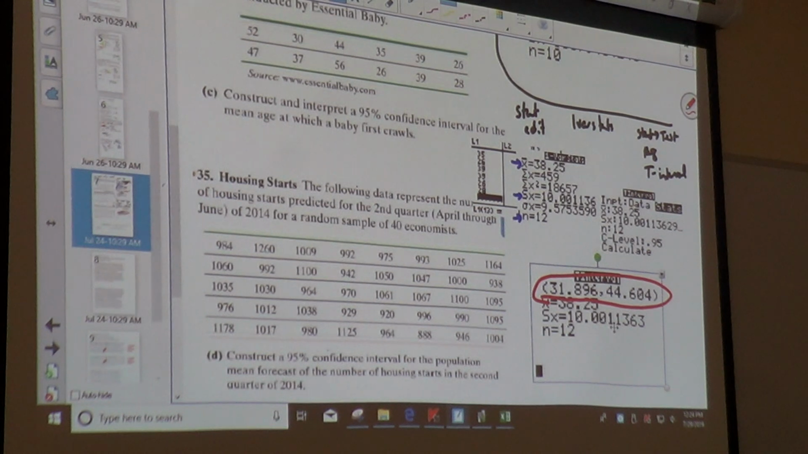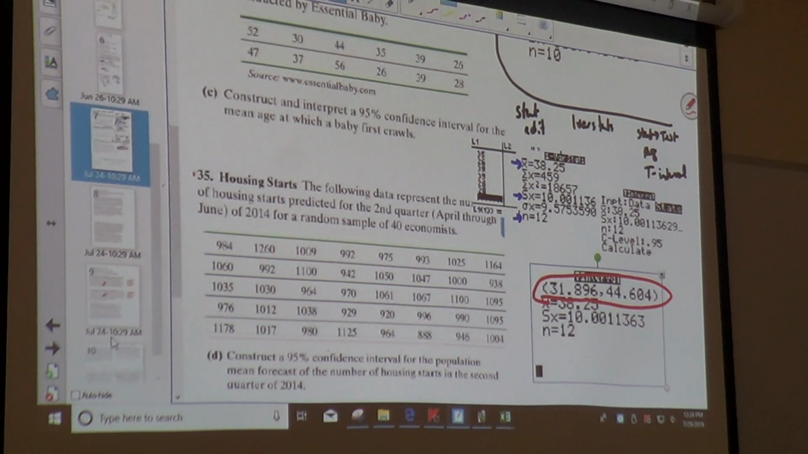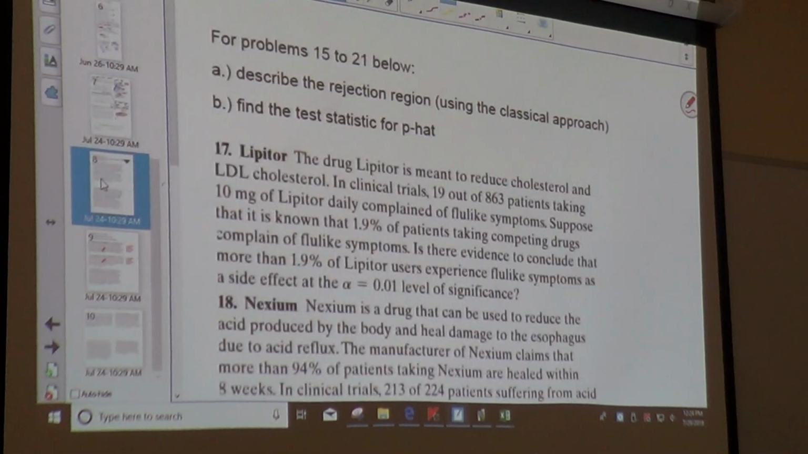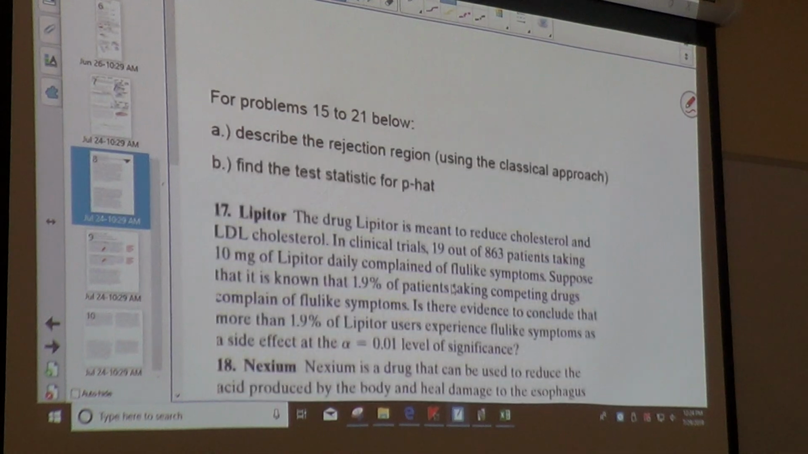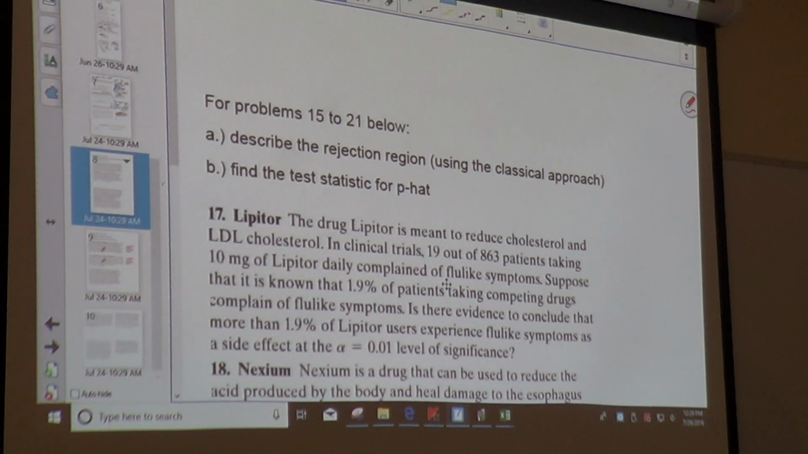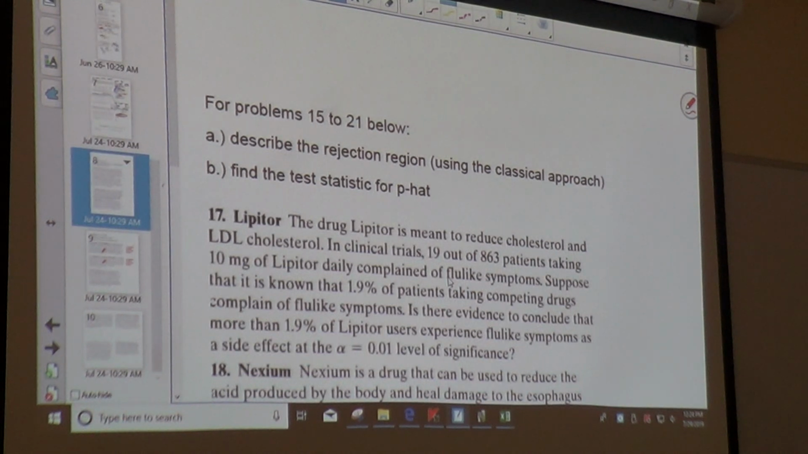Alright. Number 29. Off of your review sheet. Sure that's the one I'm doing. No, I'm doing number 30.